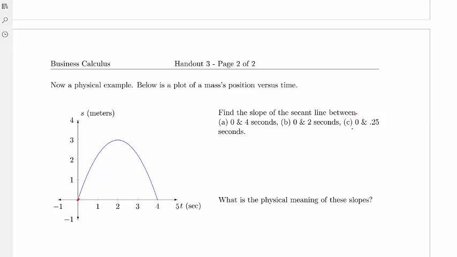0 seconds and 4 seconds. Well, the secant line goes like this. Clearly for part A, the slope is 0. Okay, now let's go ahead and look at B.